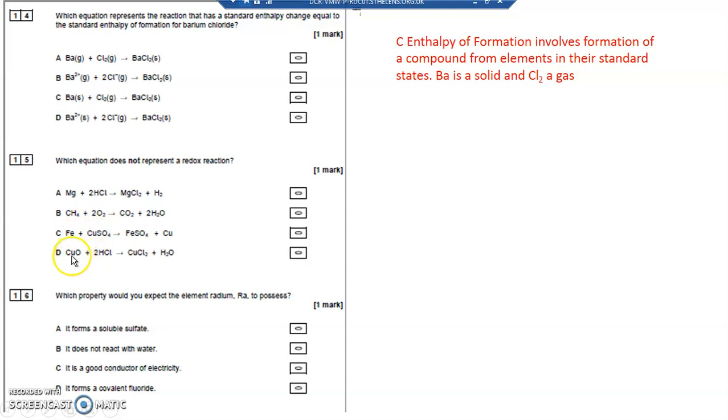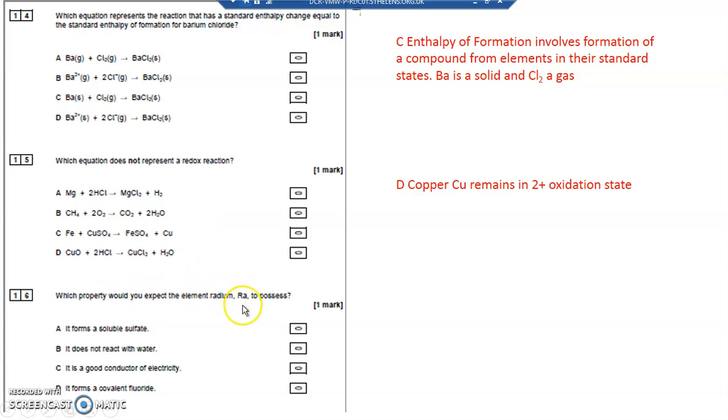Oxygen is in -2 oxidation state, no charge left overall, so the copper must be in +2 oxidation state there in copper 2 oxide. Here I've got Cl2, Cl 1- is in -1 oxidation state, no charge overall, so the copper's in +2. So it's gone from copper 2 oxide to copper 2 chloride. It's not changed its oxidation state. There's no redox going on there. The answer is D.